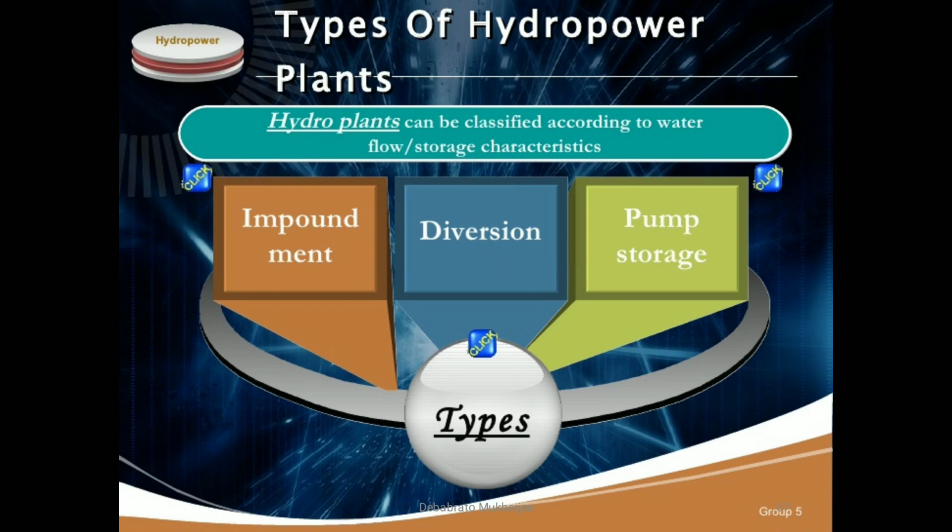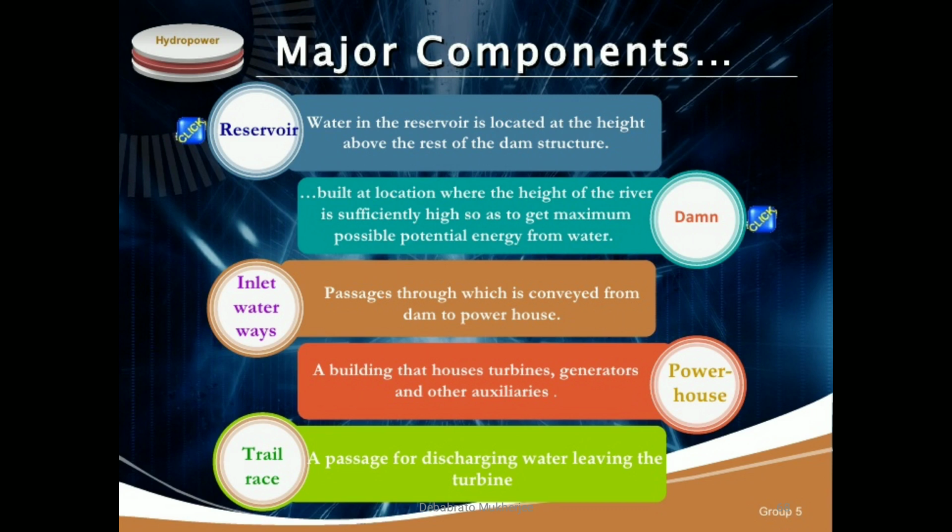Types of hydropower plant. Hydropower plants can be classified according to water flow or storage characteristics. The first type is impoundment, the second is diversion, and the third is pumped storage. Major components: first is the reservoir.